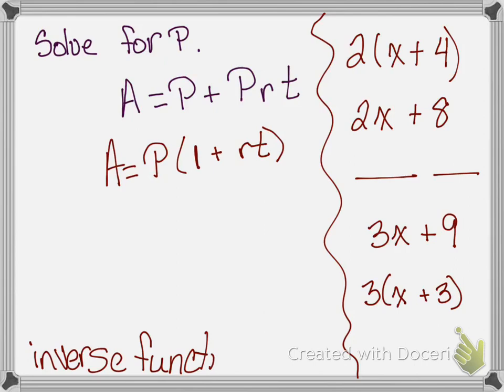And this process is important for inverse functions, when you have to find inverse functions. So it's a skill that you will use in the future. And so you want to be able to do the opposite of that distributive property. You're still using the distributive property principles to do that. Okay? Now that we have that P pulled out, I can divide by 1 plus RT.